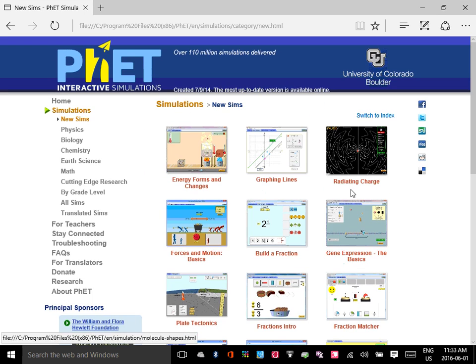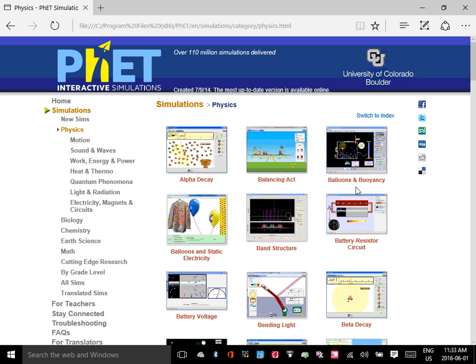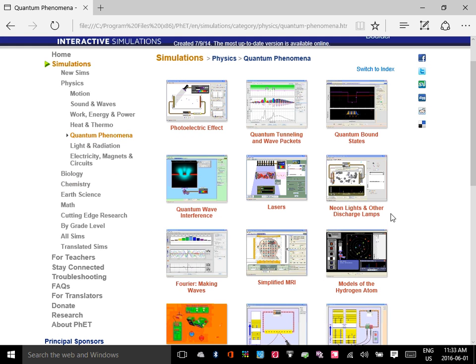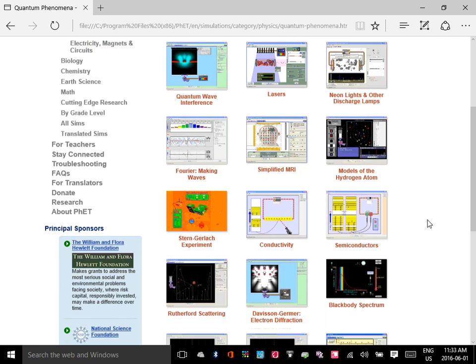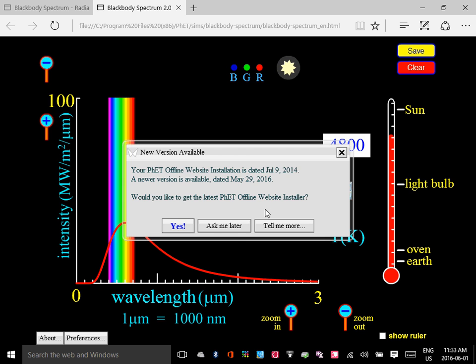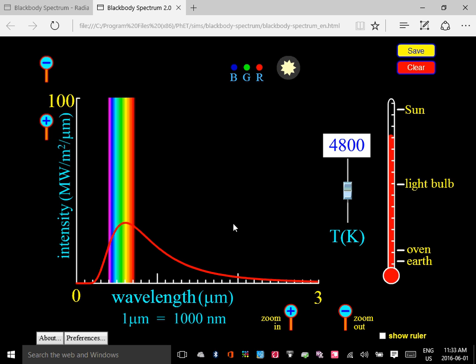So, girls, I'm going to go over the two sims. I'm going to go over Blackbody Radiation, which is, I guess, where's the Blackbody Radiation one? Oh, here we go. Okay. And then we'll talk about the Photoelectric Effect, okay? So, you guys played around with this sim?